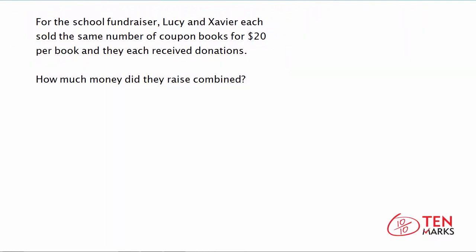For the school fundraiser, Lucy and Xavier each sold the same number of coupon books for $20 per book, and they each received donations. How much money did they raise combined? So there's some extra information you need to know about this. Lucy received $84 in donations. So Lucy's donations totaled 84. Now plus, this is the total amount of money she raised, right? $84 in donations plus $20 per coupon book. And we'll let X represent the number of books she sells. So for Lucy, you have 84 plus 20x.